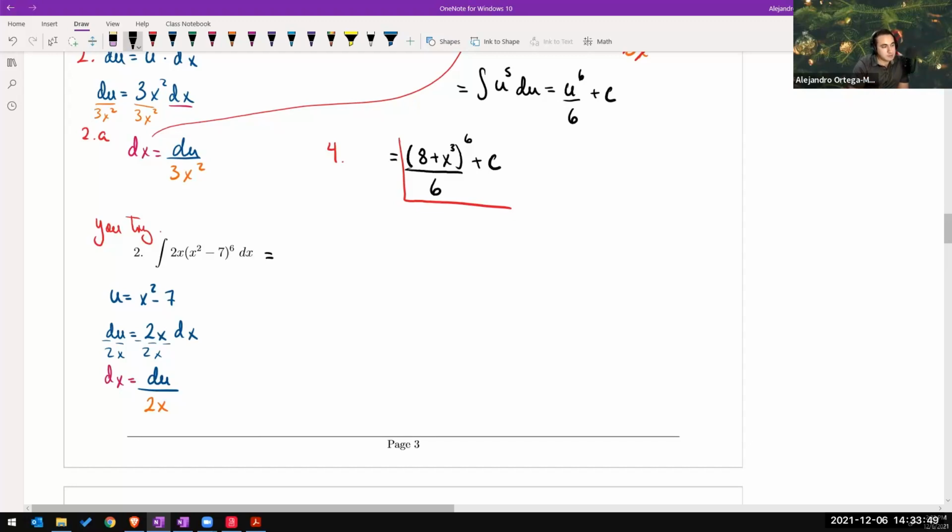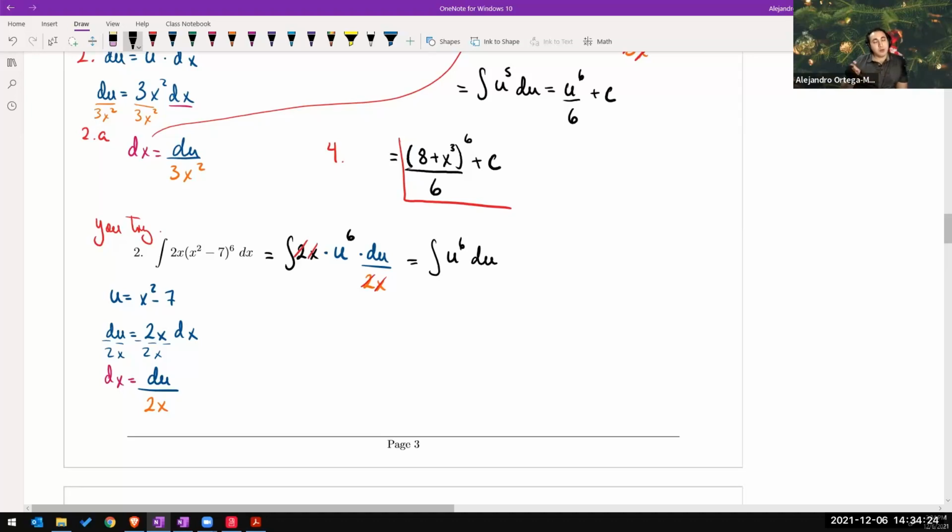So then this integral is now going to become 2x times our u, just put it here, times u to the 6th. Substitute in the dx. So we're going to get there a du over 2x. And very good. The 2's cancel, the x's cancel. So then we're left with the integral of u to the 6th du.